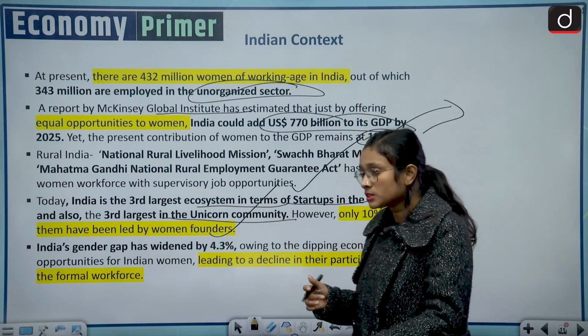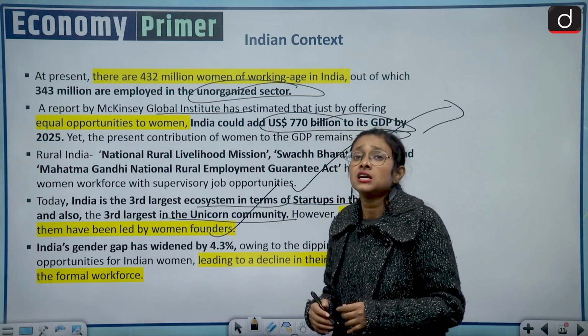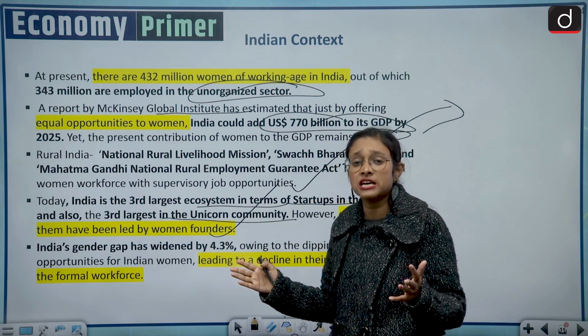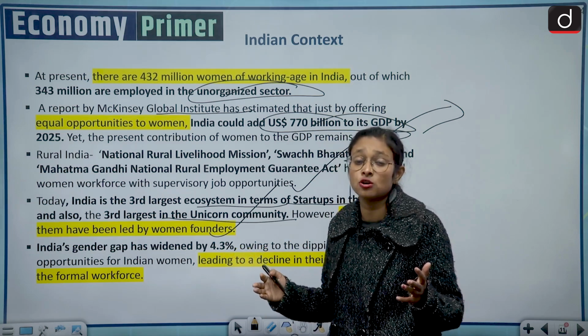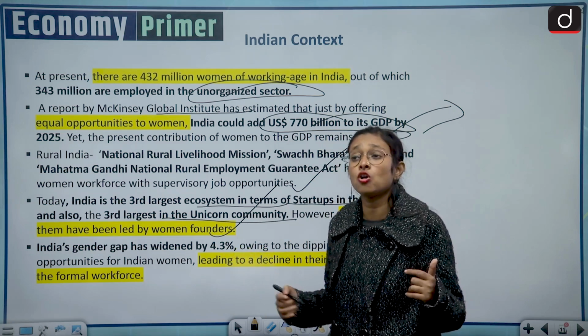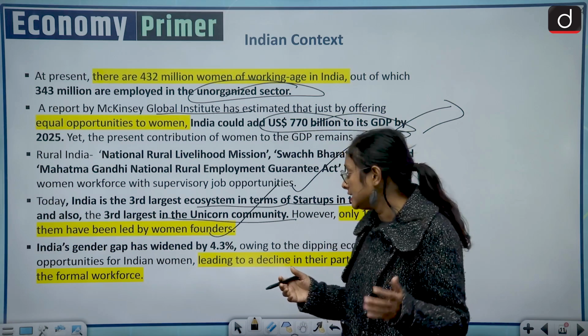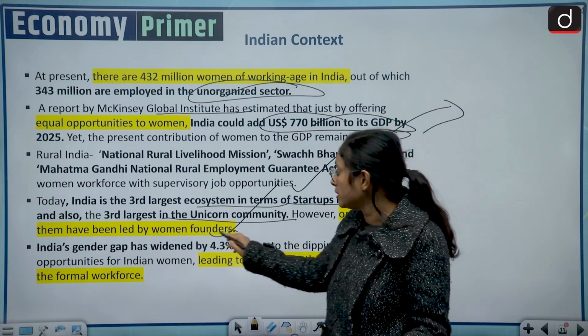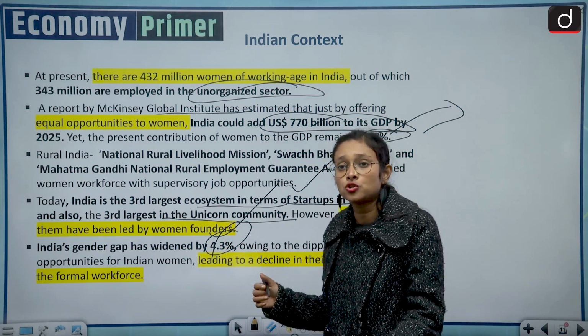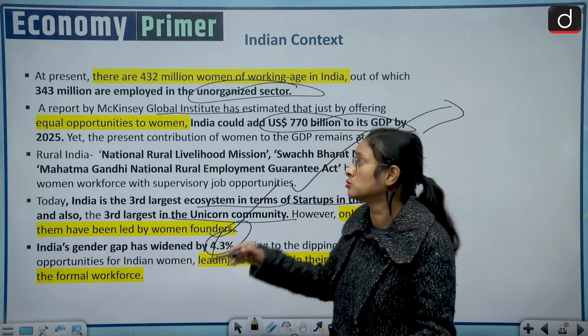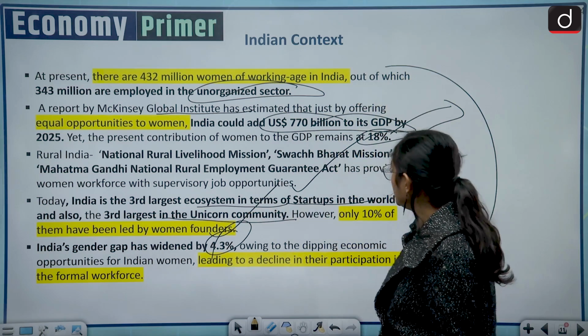And since the pandemic, we have seen that the labor force has been divided, and a huge decline in the women workforce can be noticed because of the pandemic. Most of the unorganized work has been lost, and it has declined by 4.3%. So it's time that women should be provided opportunity and the gap should be fulfilled. So this is the economic scenario of India.